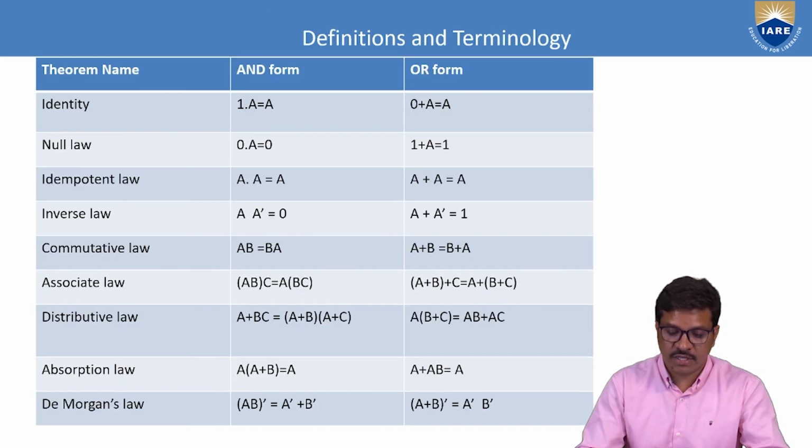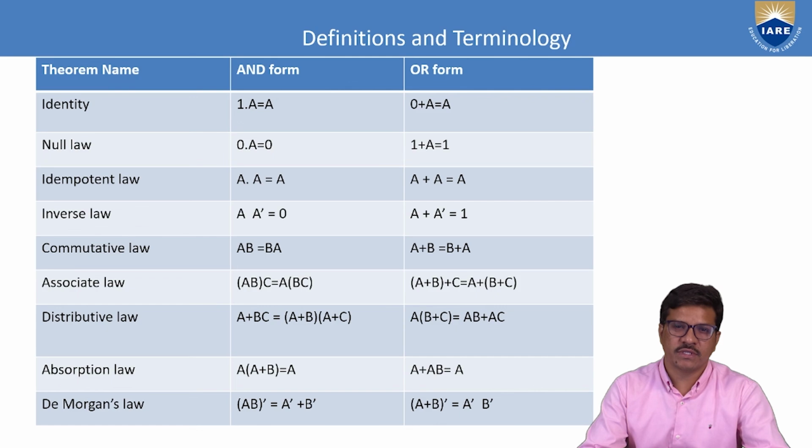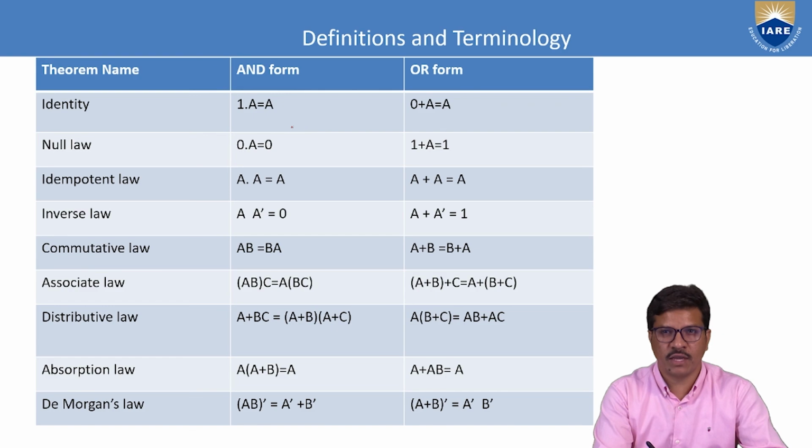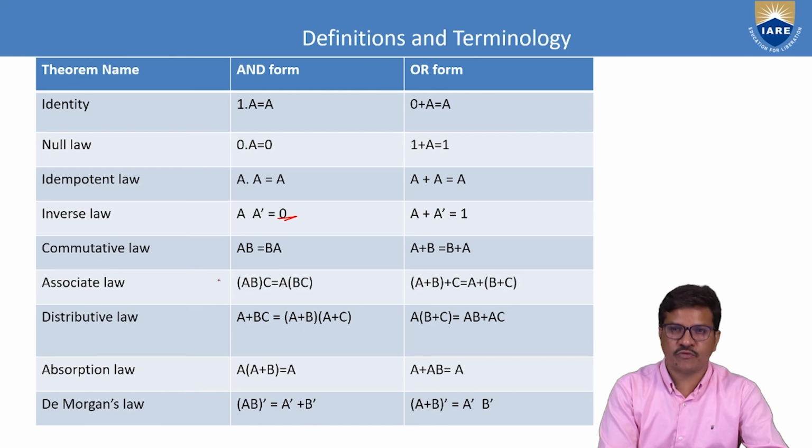These are the definitions, like some theorems, rules or axioms of Boolean algebra. In this, 1 plus A is equal to 1, 0 plus A is equal to A, A into A is A, and A into A bar is equal to 0. AB is equal to BA, which follows the commutative law. AB into C is equal to A into BC, the associative law. A plus BC is nothing but A distributed with B and C, so (A plus B) and (A plus C). That is the distributive law. Absorption law: A into (A plus B) is equal to A only.